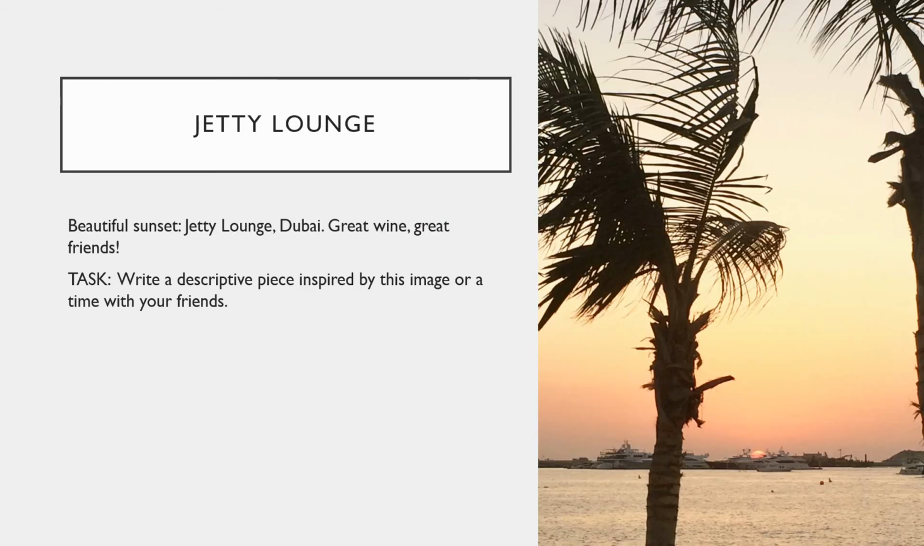Now, Jetty Lounge. So this was where my friend who I was staying with was very keen on us to come and have a drink and sit and enjoy the sunset. Sundowners, they kept saying. So here I thought maybe again it would be nice to write a descriptive piece inspired by this image of the palm tree, or to write a descriptive piece about spending time with your friends.